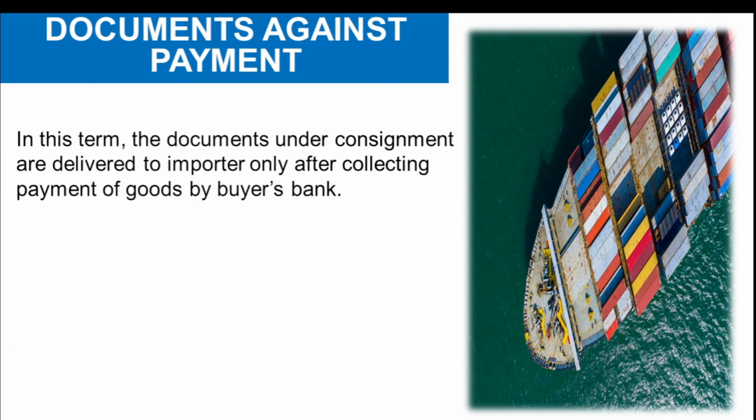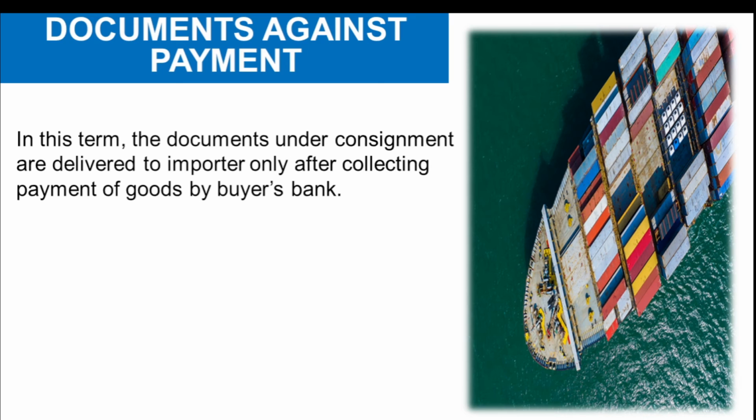Now, under this also there are two types: documents against payment and documents against acceptance. So what happens in documents against payment? We were talking about that buyer made the payment. After that, the documents were given by buyer's bank to the buyer. So that was documents against payment. Why? Because instantly the payment was made by the buyer.